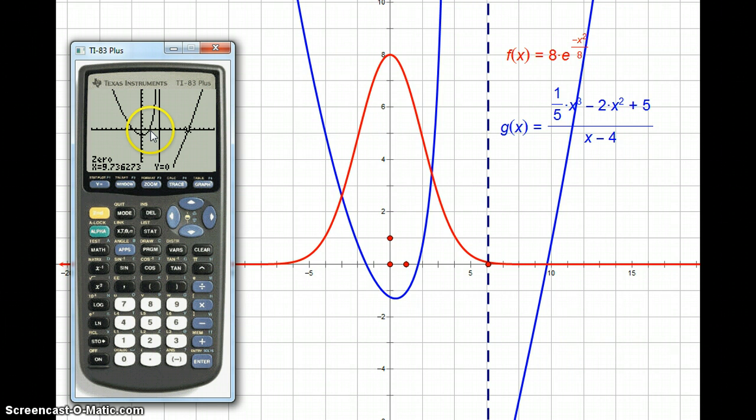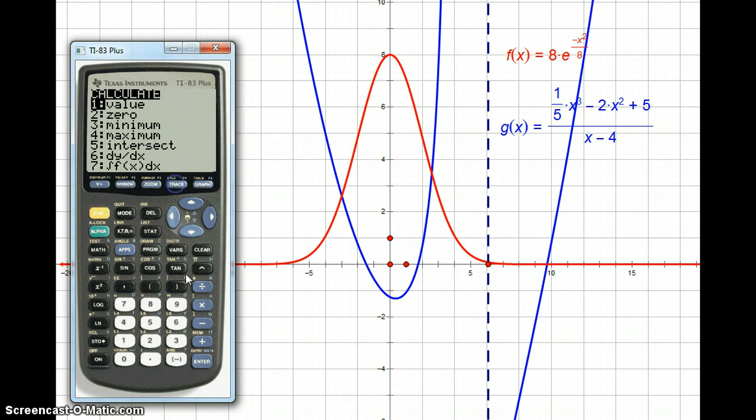So we could repeat that process and we could easily find the 0 over here and the 0 over here. And of course we need to understand that this vertical line that we're seeing, or seemingly vertical line, is in fact the vertical asymptote. So there is no 0 at 4. So that's another thing that we can do in there.